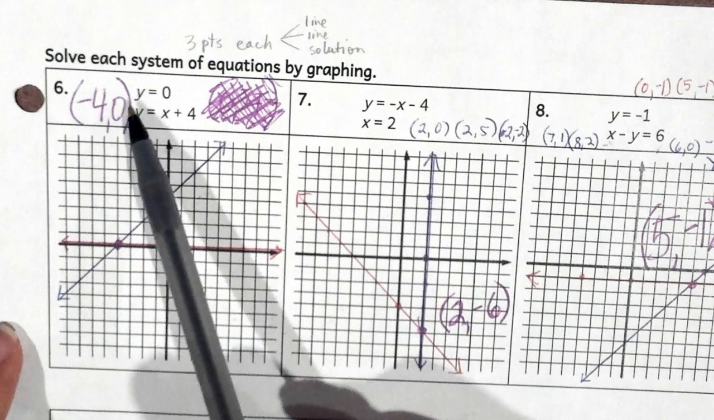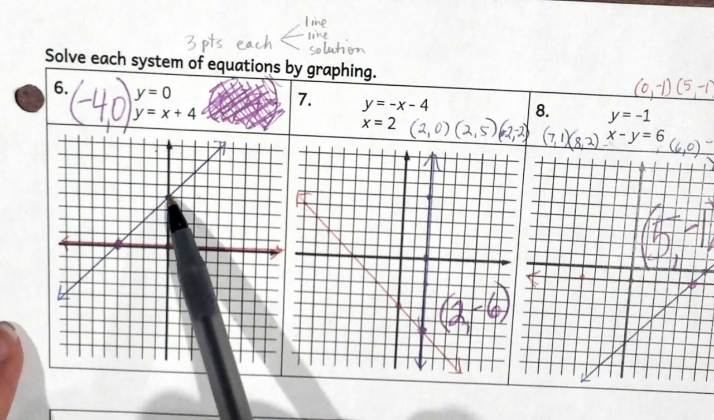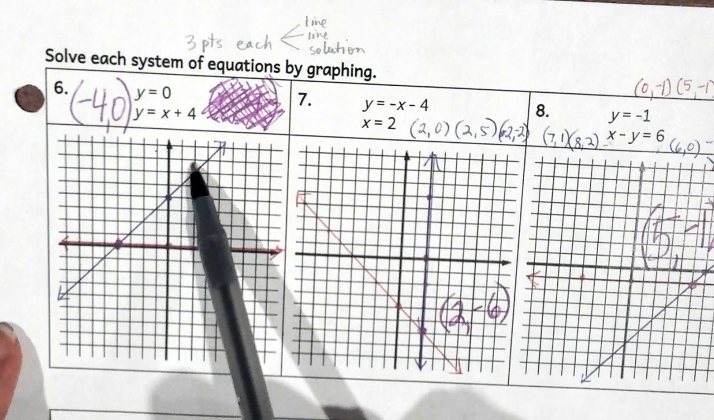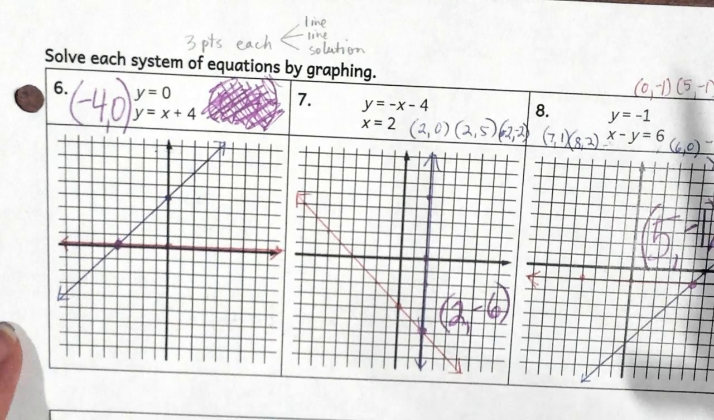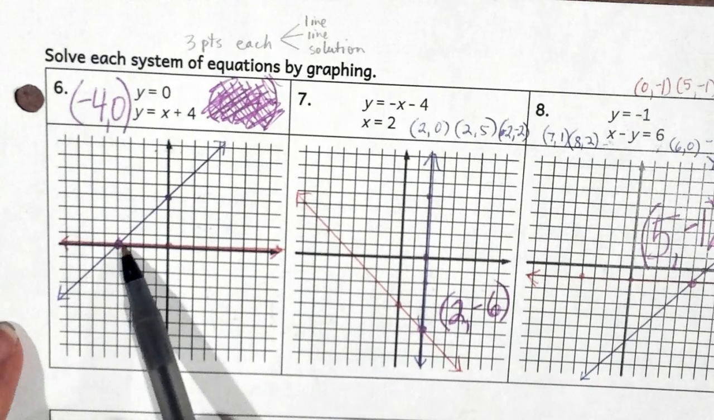So the next one, my y-intercept is at 4. I have up 1, right 1, up 1, right 1, up 1, right 1. So my solution was at -4, 0. That's where they crossed.